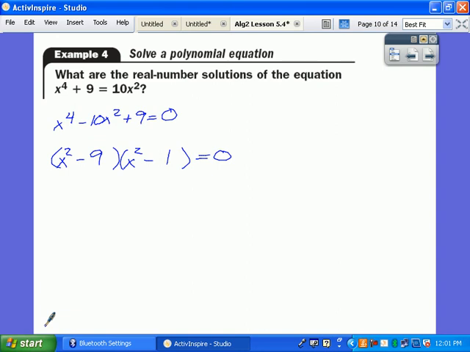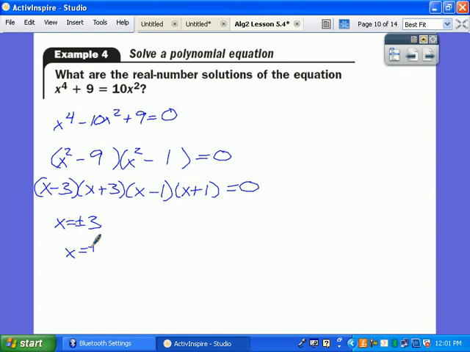That works. But now each of these factors more. So x minus 3, x plus 3, x minus 1, x plus 1 equals 0. And lo and behold, I see there are 4 solutions. x equals plus minus 3, x equals plus minus 1. Welcome to polynomial equation solving. Right, this is a major thrust of Chapter 5.